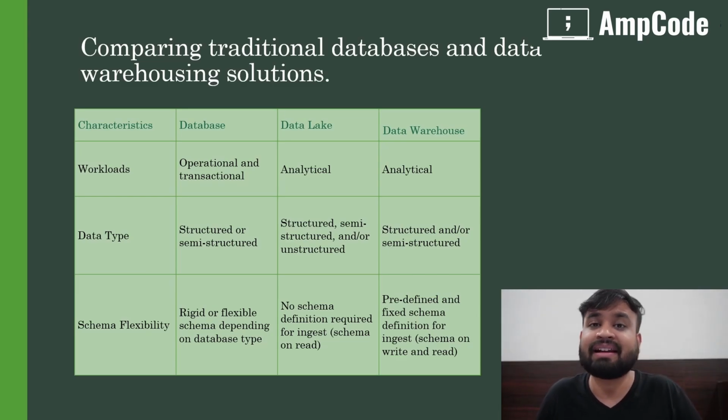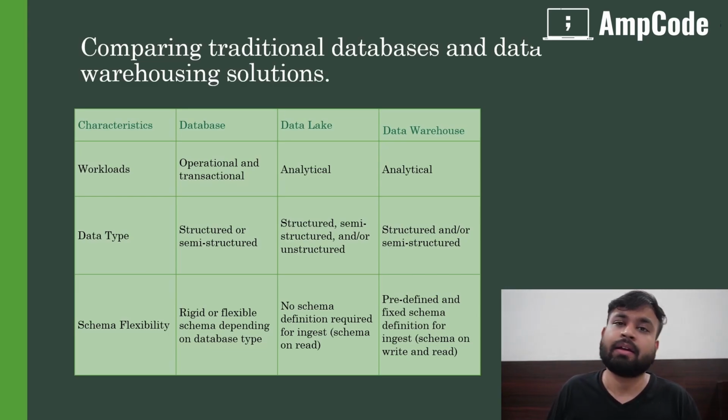The next one is the data type. Databases can only handle structured data, and in some scenarios maybe semi-structured data which is stored as a JSON document or another semi-structured format. If you talk about data lakes, they can handle all types of data: structured data, semi-structured data, as well as unstructured data present in raw format like images, videos and so on. Data warehouses can only handle structured data, or semi-structured data in some scenarios.